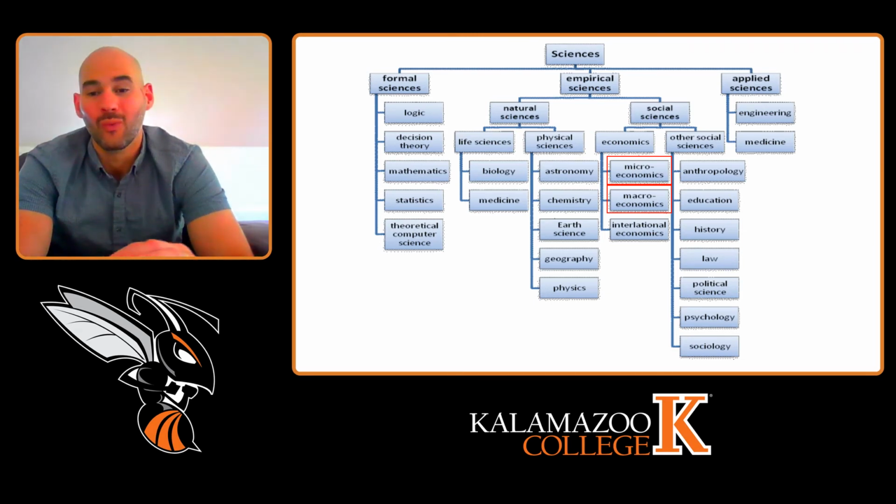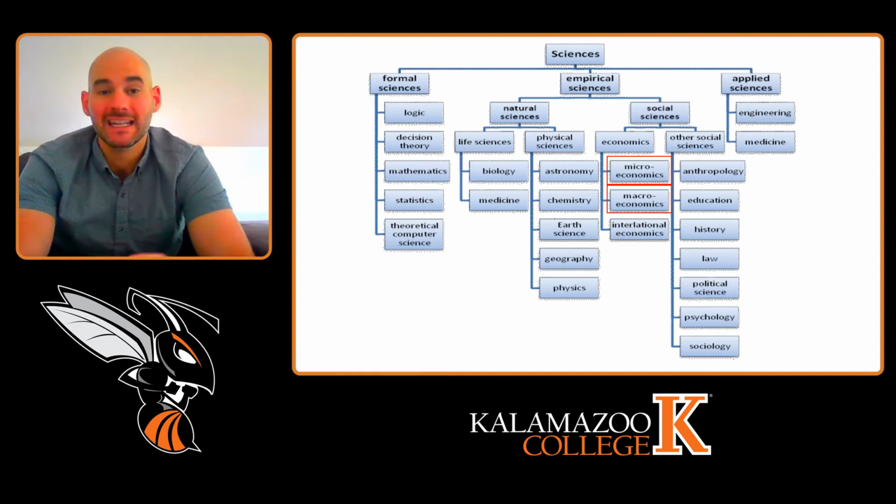The last thing I want to say about this image is that I'm a little bit skeptical about whether you could consider history or law actually a social science. And I don't think you need to really separate international from micro and macroeconomics, but that's the only disclaimer I wanted to make. Otherwise, I think it does a good job showing the relationship between economics and something like medicine or biology.